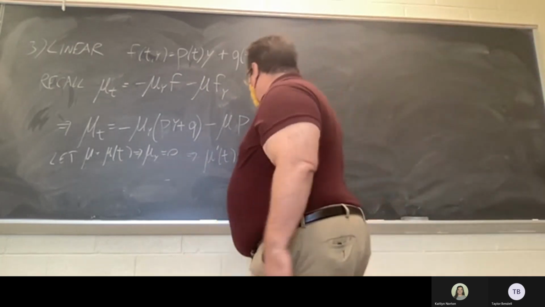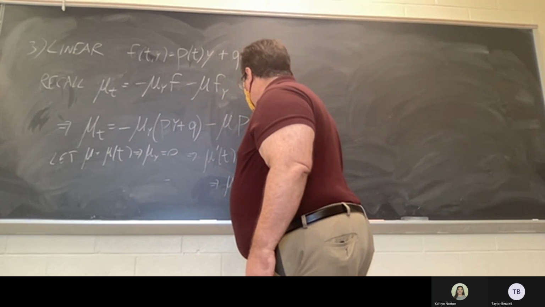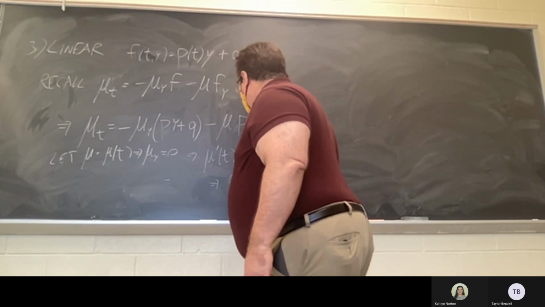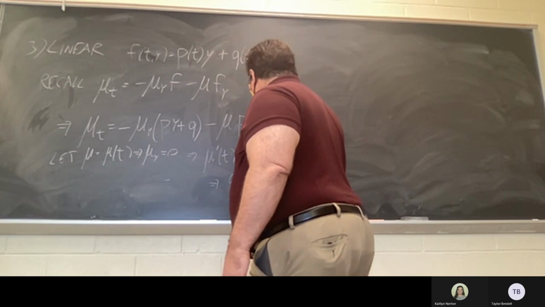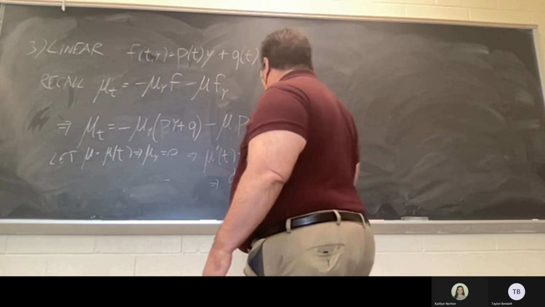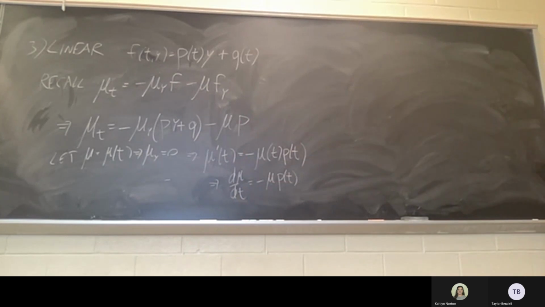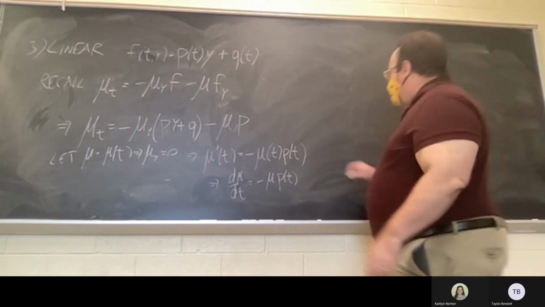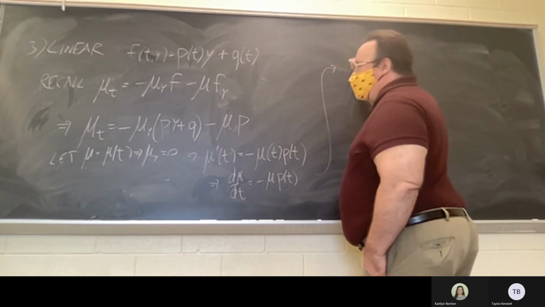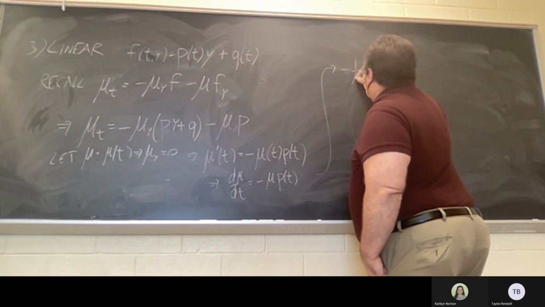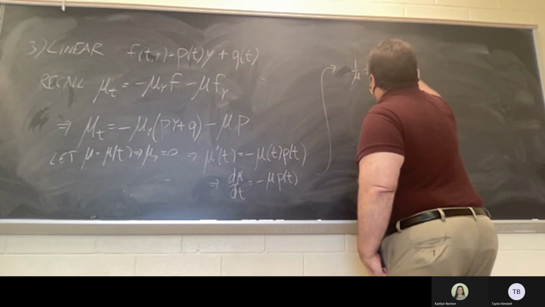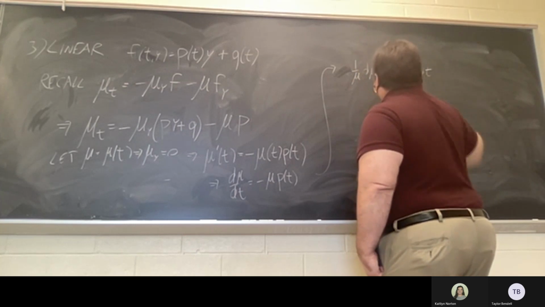But I write it this way, d mu/dt is equal to minus mu p of t. What property does this ODE have? What kind of ODE is it? It is separable, so it's a good thing we already talked about separable. Using the way it's normally covered in textbooks, 1 over mu d mu is equal to minus p of t dt.